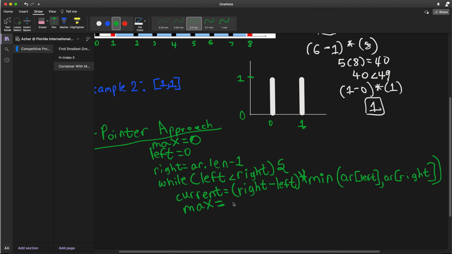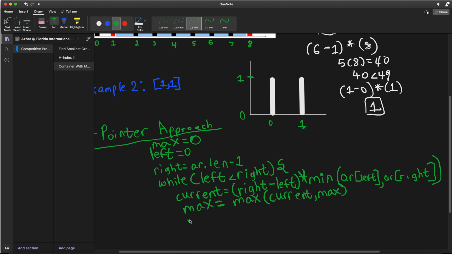Max equals the max. We'll write a max function of the current versus the actual max right now. We take whichever one is greater, and this will be updating our maximum area. From there, we need to make sure that we're moving the correct pointer.